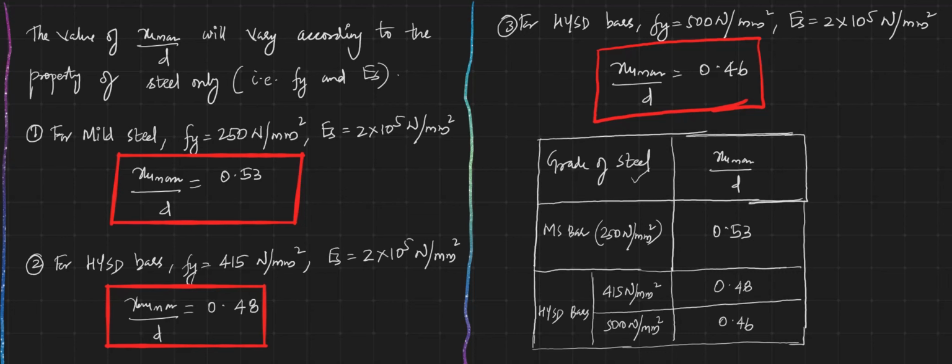You have the Xu max by d value for HYSD bars. For mild steel bars, the value is 0.53. For HYSD bars having grade 415 it is 0.48, and for 500 it is 0.46.